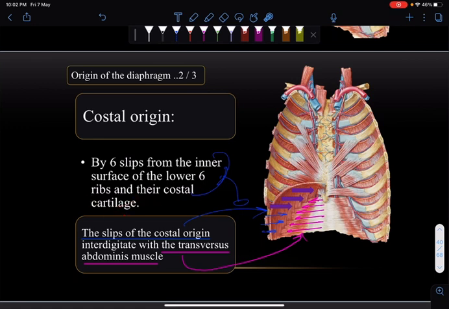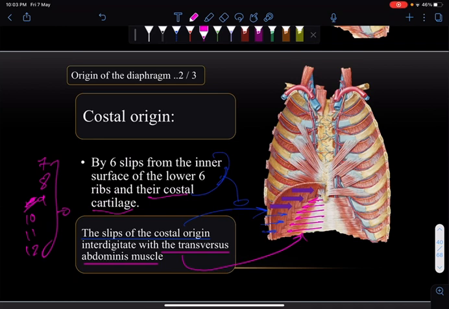So the ribs number 12, 11, 10, 9, 8, 7. These give us 6 slips of muscles and their costal cartilage. Okay. The slips of the costal origin, these 6 slips interdigitate, meaning they overlap with other muscles.